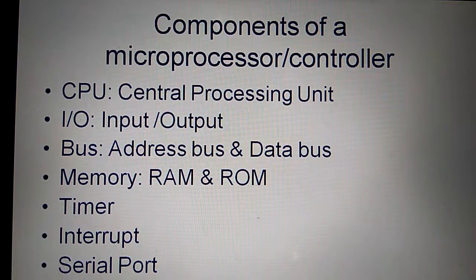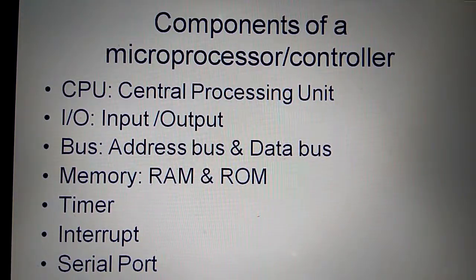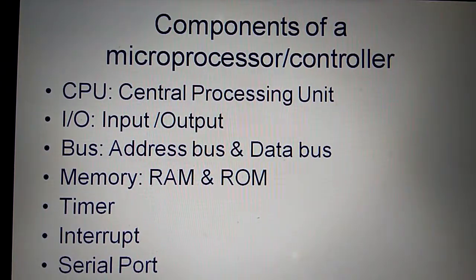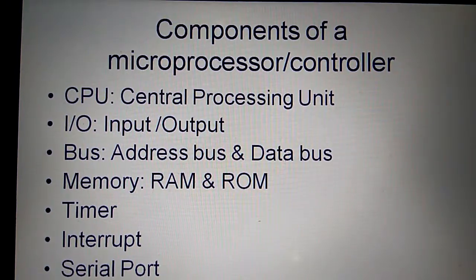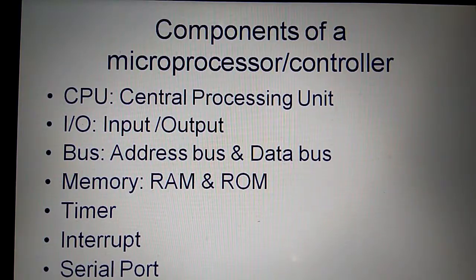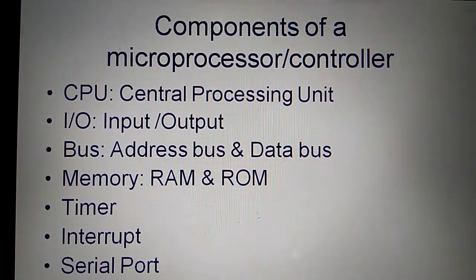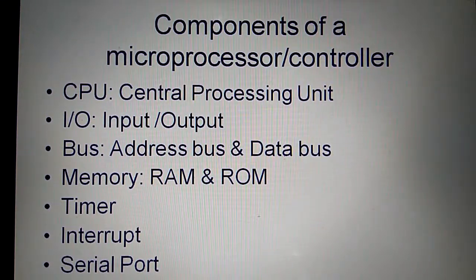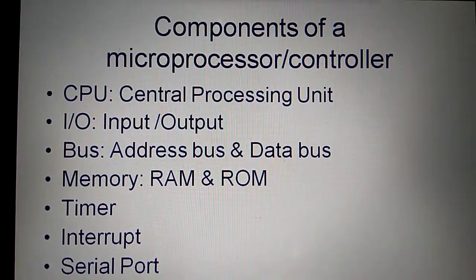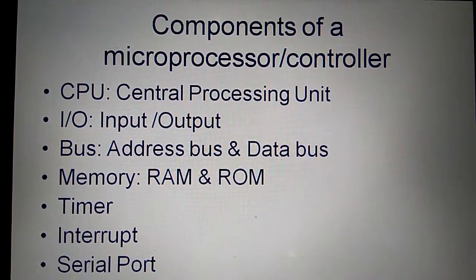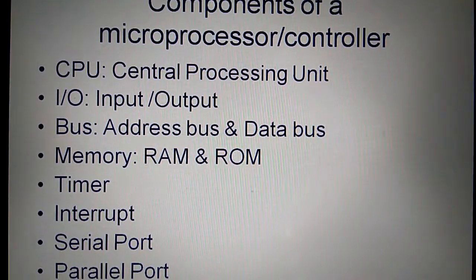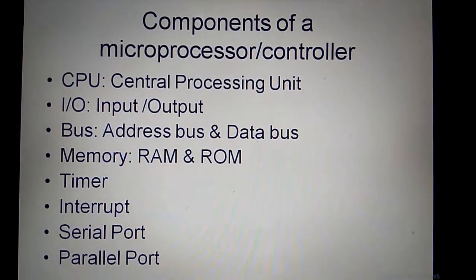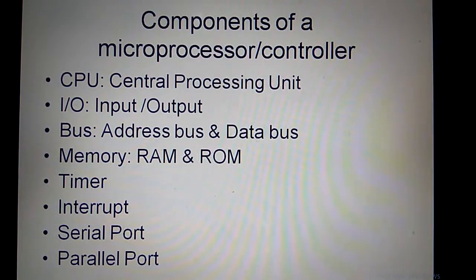Both the microprocessor and the microcontroller have the following components: a CPU, the central processing unit, input and output, bus, the address bus and the data bus, the memory devices like RAM and ROM, random access memory and the read-only memory, timer, interrupt, serial port and parallel port. So both the microprocessor and the microcontroller have all these units.